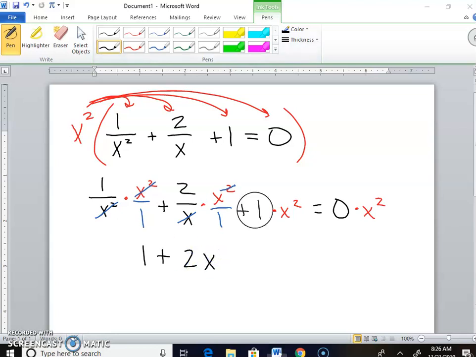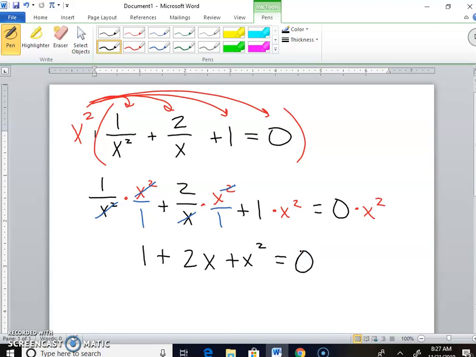My last one I have here is a 1 times x squared. There's nothing to cancel there, so that's just going to give me just a positive x squared. And then I've got a 0 times x squared. Well, 0 times x squared is just going to give me 0.